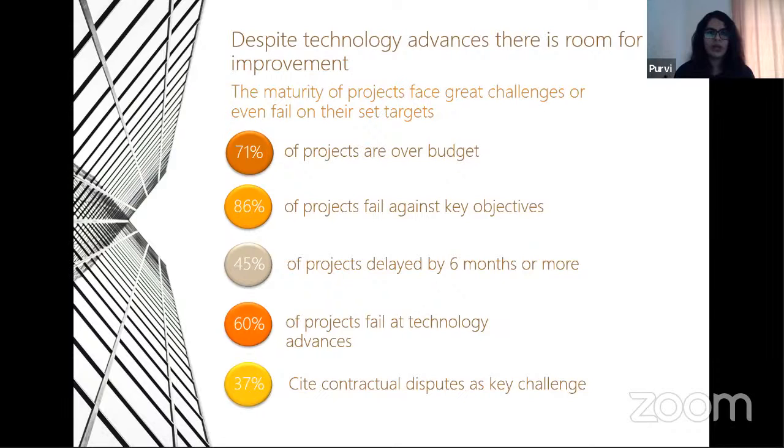There's almost 60% of projects that fail at technology advances, because you as professionals must have noticed that on site, when you need to resolve some issue, it just spoils the aesthetic of the building. So you just have a pipeline coming outside, or if your services are not resolved properly, there will be beams, and your pipes are just going to go below the beams, rather than having a proper service system.